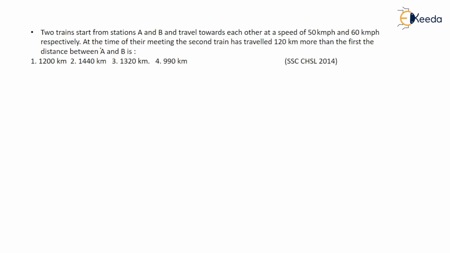Okay, two trains started from stations A and B and travel towards each other at speeds of 50 kilometers and 60 kilometers per hour respectively. At the time of their meeting, the second train has traveled 120 kilometers more than the first train. The distance between A and B is asked. Suppose this is train 1 and this is train 2. They both start at the same time.